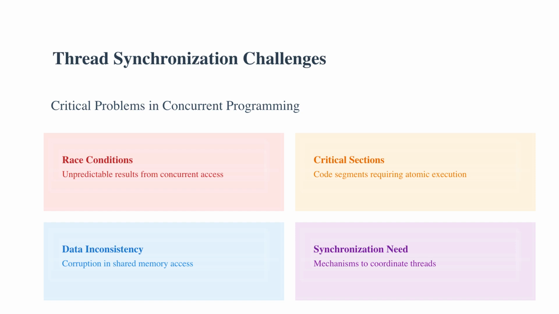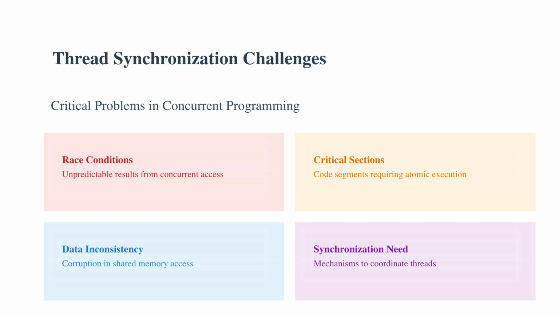Now that we've covered the fundamental threading concepts and models, let's dive into one of the most critical aspects of concurrent programming, the challenges that arise when threads share resources. Today, we're exploring thread synchronization challenges, the problems that can make or break a multi-threaded application. First, let's examine race conditions. These occur when multiple threads access shared data concurrently, and the final result depends on the unpredictable timing of thread execution. Imagine two threads trying to increment the same counter. Without proper coordination, updates can be lost.